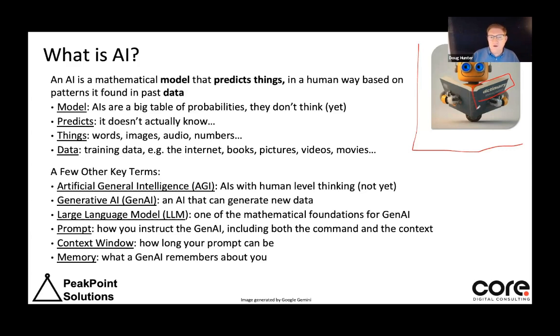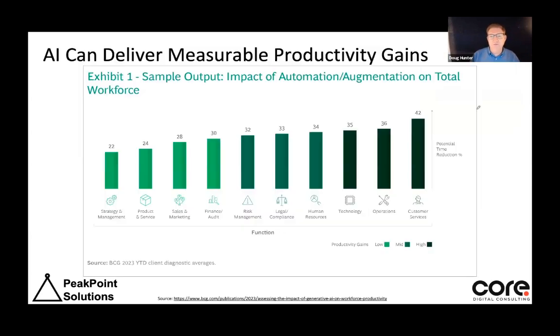Now let's shift and start talking about some of the benefits of AI. This is a study from the Boston Consulting Group, published at the end of last year. Your x-axis is the different functions of a company, ranging from strategy all the way through customer service. And your y-axis is the potential time reduction in that department if you use AI. The obvious winner here is customer service with a 42% reduction in time if you use AI.